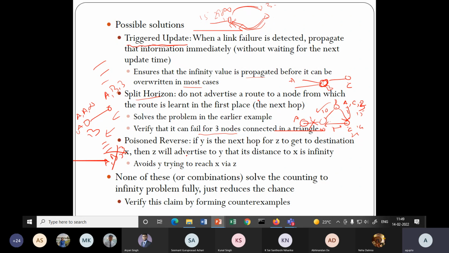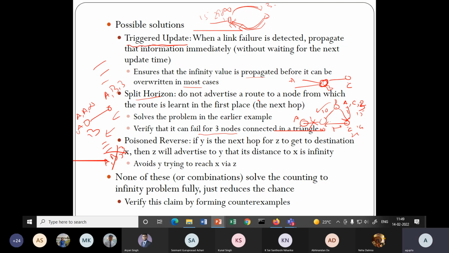Poisson reverse is just the other way. So split horizon says, do not send anything to the next stop. Poisson reverse sends it, but sends it with infinity, which is basically saying don't route through. So these are just 2 ways of saying don't route through me. Split horizon says, don't route through me because I'm not telling you that I have a route. I'm not sending you anything.